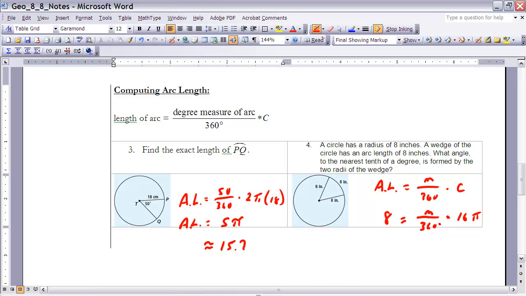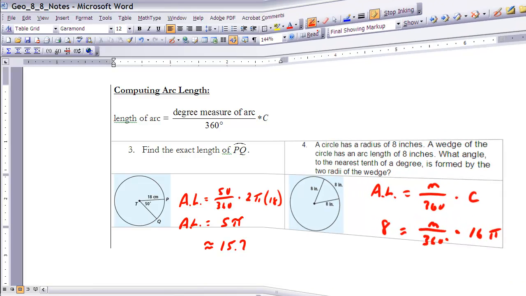Now, I'm going to leave that one for you to solve. I'd like you to solve for m there, see if you can find what that measure is, and we'll talk about that one in class.